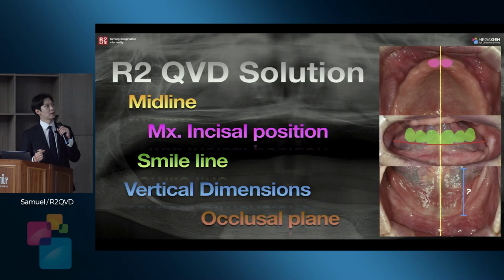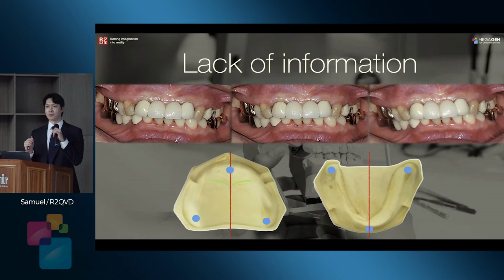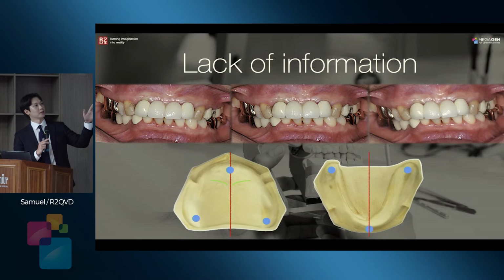If we have these 5 pieces of information and send them to your lab technician or laboratory, they can easily make an ideal crown, right? If you don't give this information, they have this kind of problem. These 3 pictures are the same patient, the same photo actually. I just made it angulated, tilted. Which one do you think is correct? First one, second one, or third one?